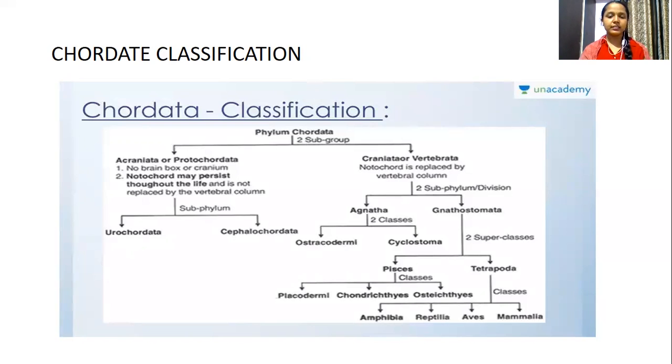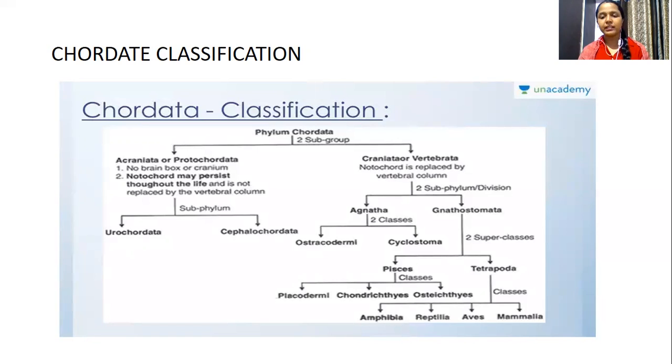Next, the other classes are the Chondrichthyes and the Osteichthyes. In the Chondrichthyes, the internal endoskeleton is cartilaginous in nature. Examples are the shark, Trygon, and Pristis. And the Osteichthyes are those in which the internal endoskeleton is bony in nature. Examples: Hippocampus, Labeo rohita, Catla, and so on.